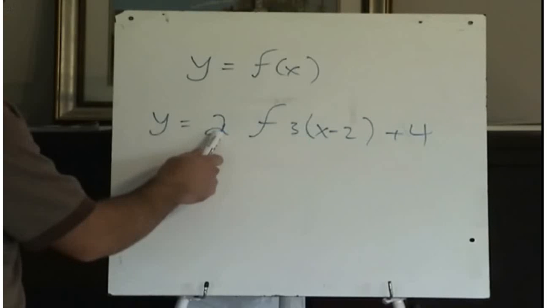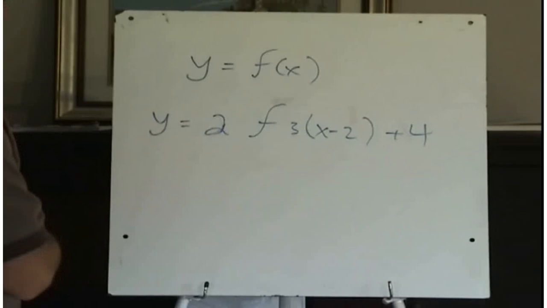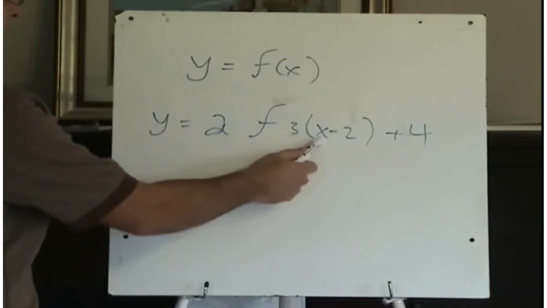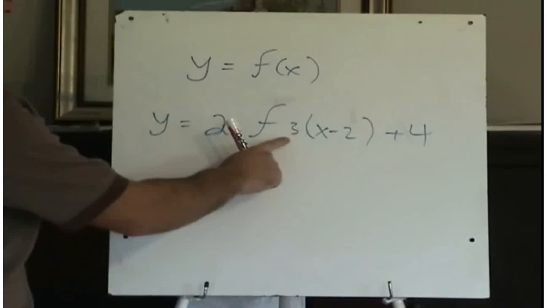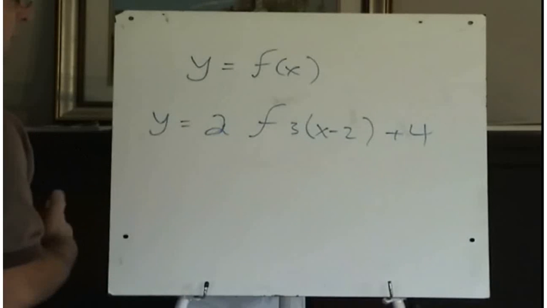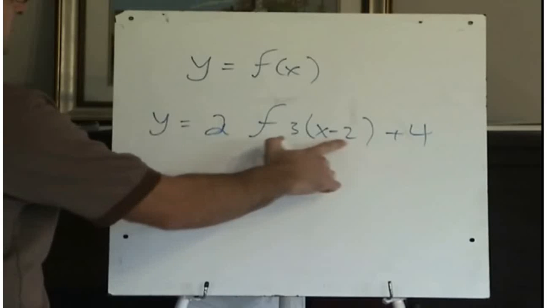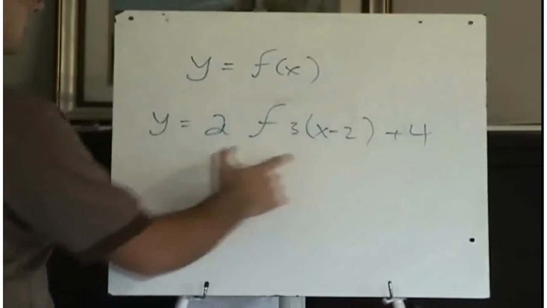the 2 in front would be a vertical expansion by a factor of 2. The 3 in front of the x, the coefficient of x, makes a horizontal compression by 1/3. Then we would move right 2, and replace x with x minus 2, right 2, and up 4.